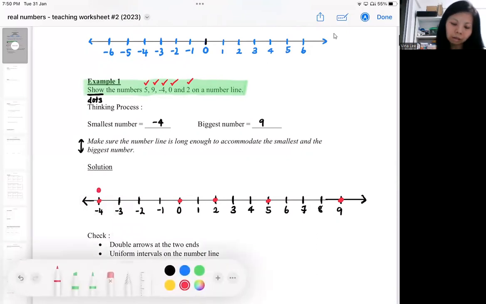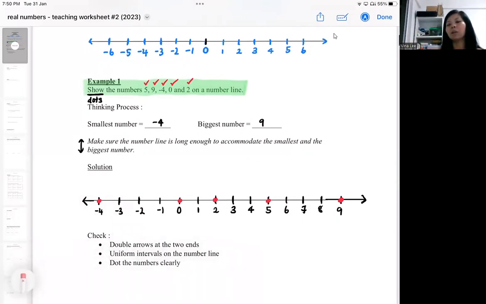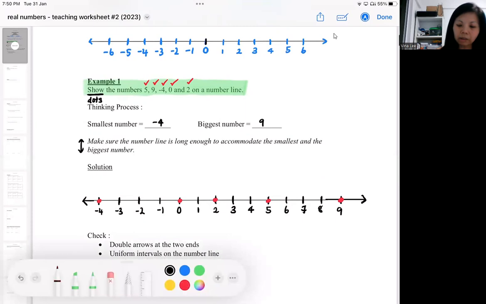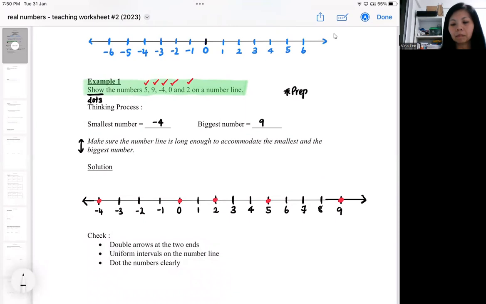Okay, so later on in Sec 4, when you put a dot on top of the number, it actually represents something else. So you will show with dots. Okay, so you actually need to be very neat. So generally, you must have some thinking process first. Before you show, you must prep the number line. Okay, so that's the typical thing. And then you should be checking for the double arrows. And you should be checking for uniform intervals. And the dot has to be clear enough.